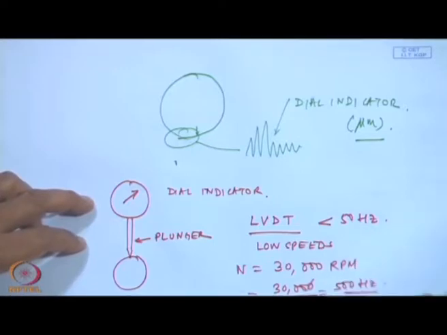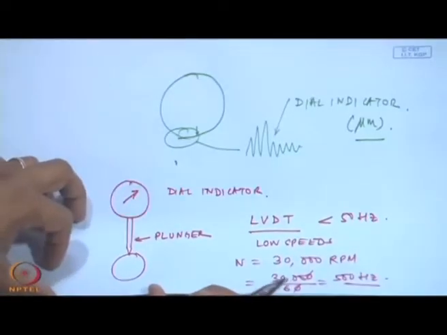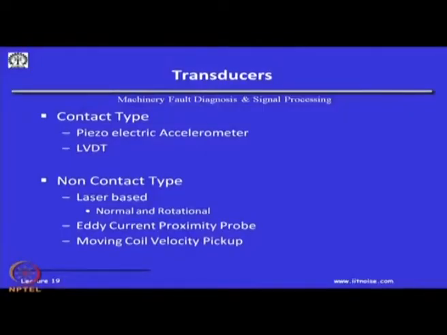So, such high speed measurements are not possible through mechanical devices like an LVDT or a dial indicator and so on. So, we have to see what are the instruments or transducers available to measure high frequency vibrations. Before I go into that, let me just give you a general overview of the different types of vibration transducers available for us.